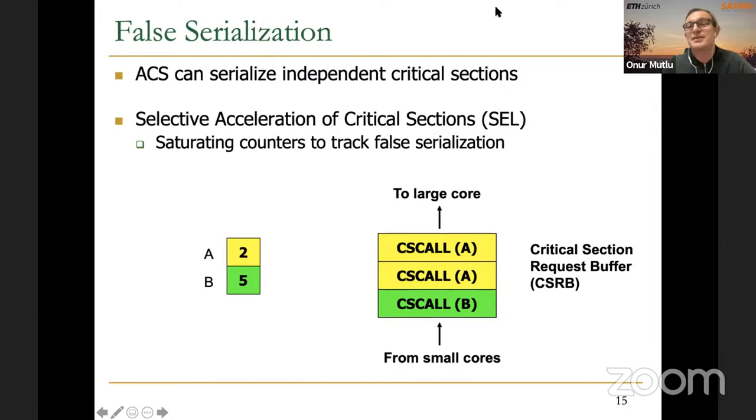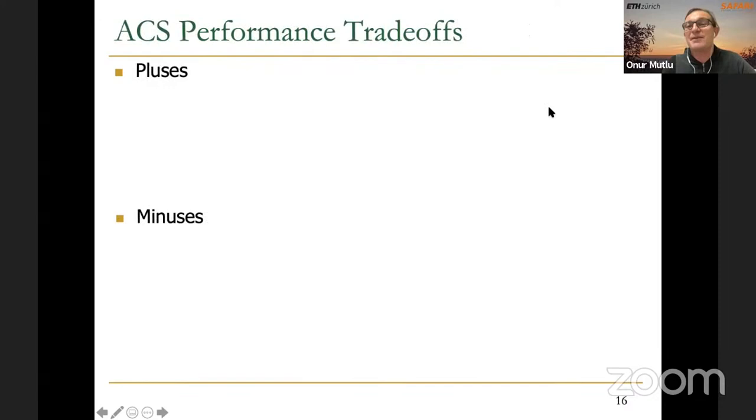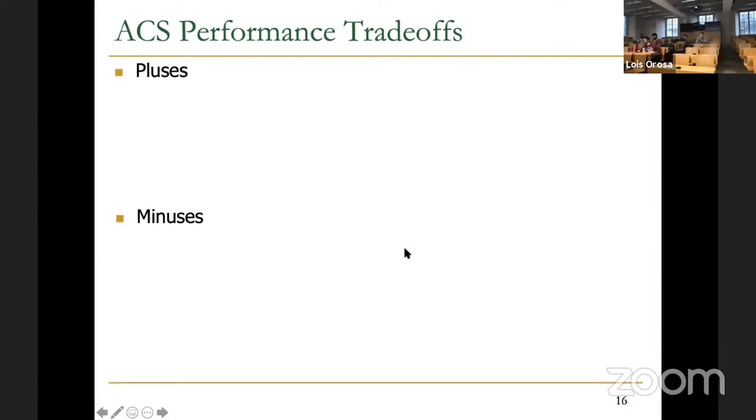Okay, so if there are no questions, then I will discuss the trade-offs before I go into performance results. So go ahead. There are multiple questions, so please go ahead. Yeah, I just had a question. What happens when the request buffer ends up being full? Is the request immediately executed in the smaller core?